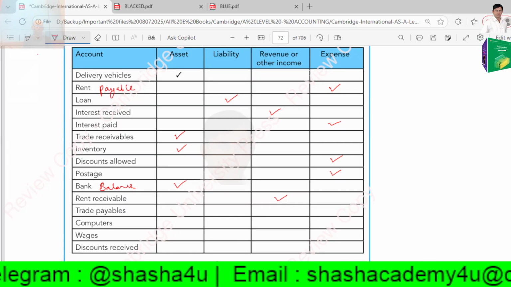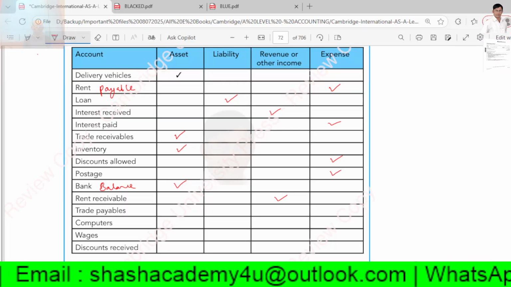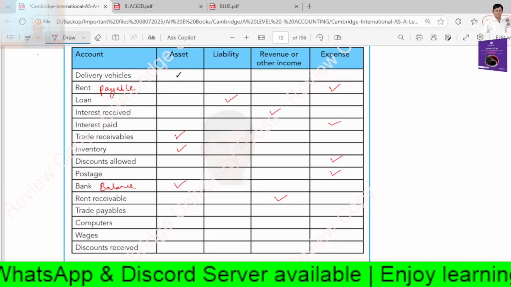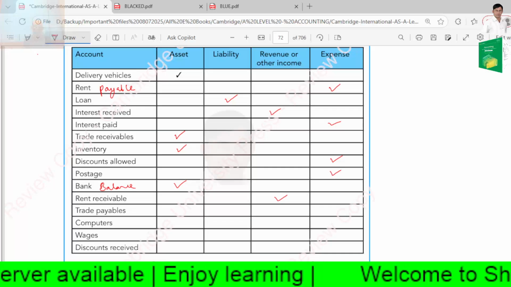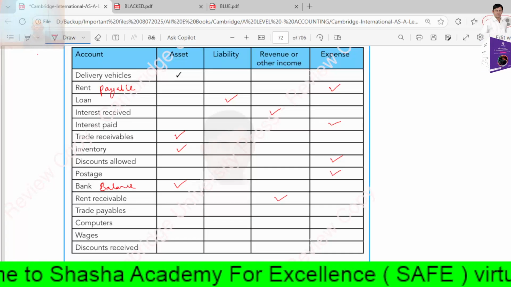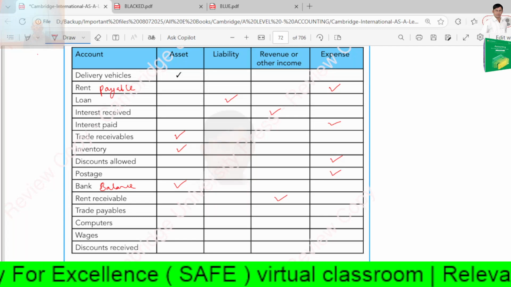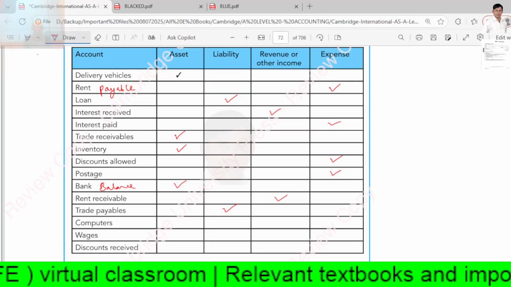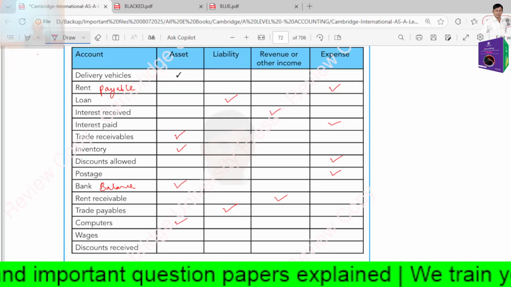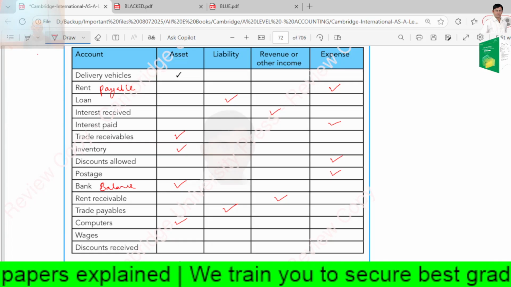Trade payables. Trade payable is a liability because it has to be paid. Trade payables are liabilities. They include trade creditors and bills payable, all those monies which are owed by you. You have got goods on credit, you have to pay them back. So that is liability. Computers is an asset because it is something you have which you are using in business. Wages is an expense.